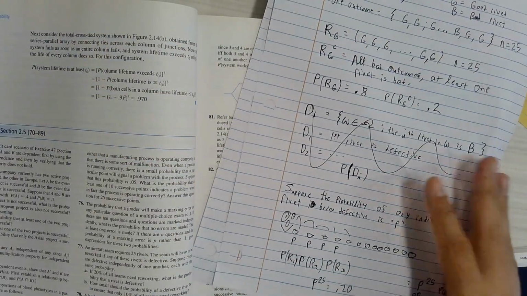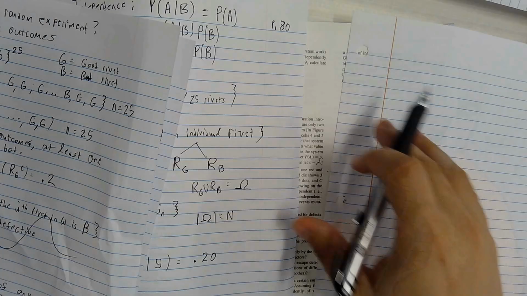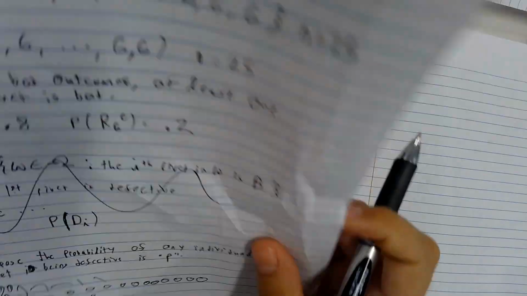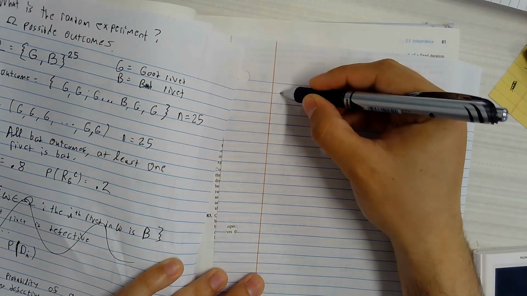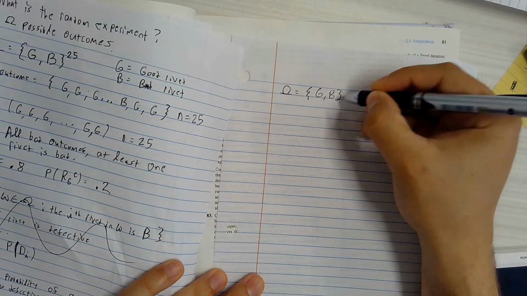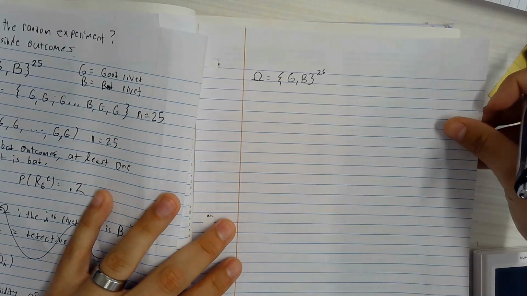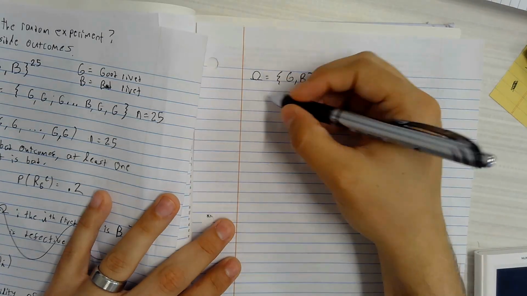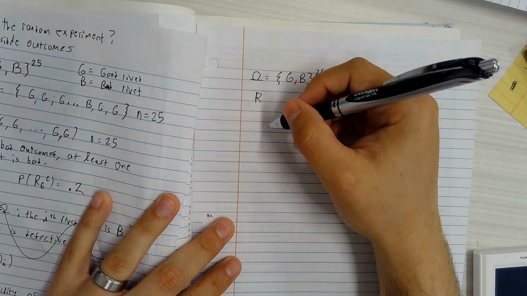I think we're getting closer with this, and I want to continue to follow based on what we have here. Here we go. Let's do this. We're going to find our omega to be our combination of G's and B's in 25. Okay. And we are going to define, let's see here.